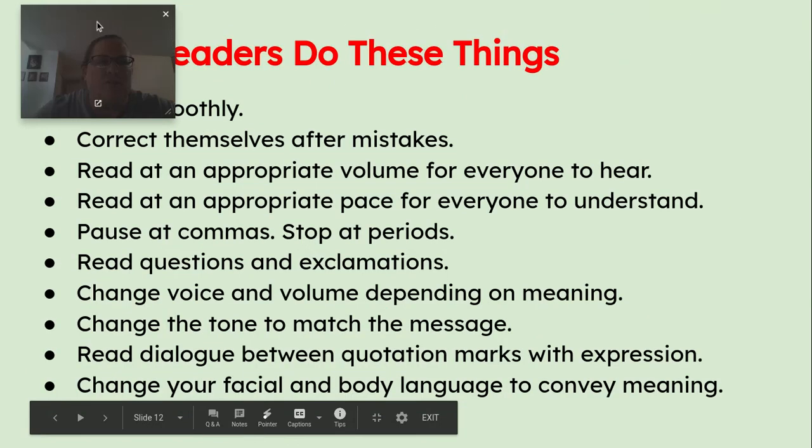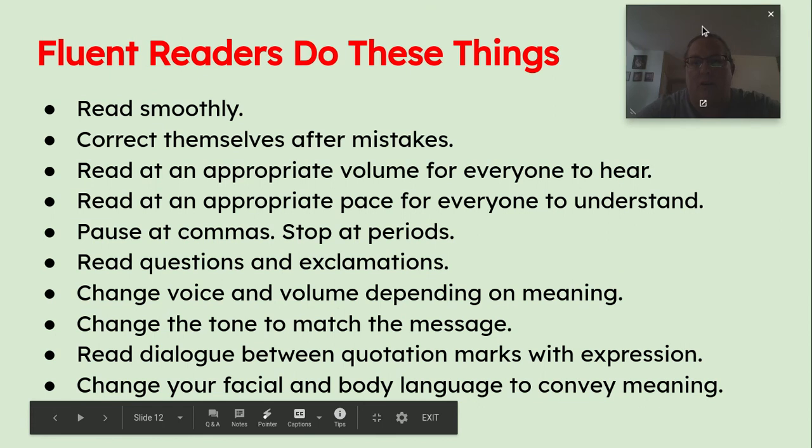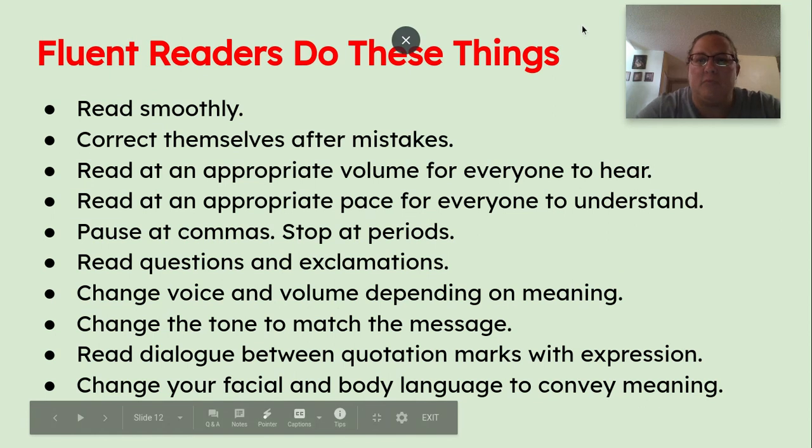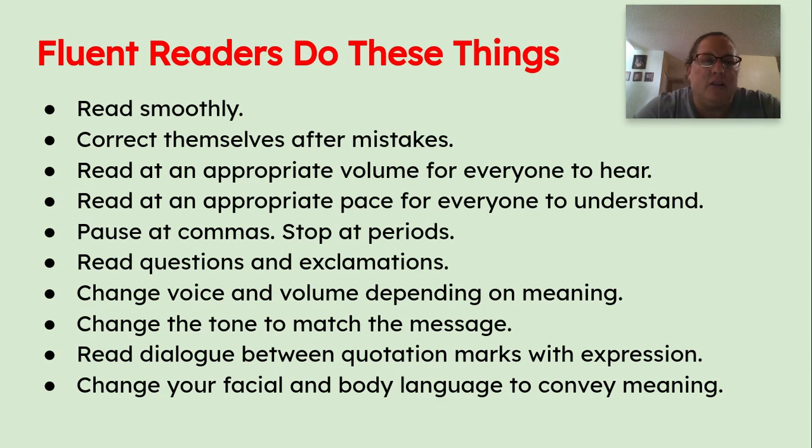Okay, guys, so you should have completed writing your second paragraph using the template that was given on the last slide. So now let's go ahead and look at what our fluent readers do. We're going to read smoothly. We're going to correct ourselves after we make mistakes. We're going to read in an appropriate volume for everyone to hear, so not too soft, but not really loud. We're going to read in an appropriate pace for everyone to understand. We're going to pause at commas and stop at the periods.